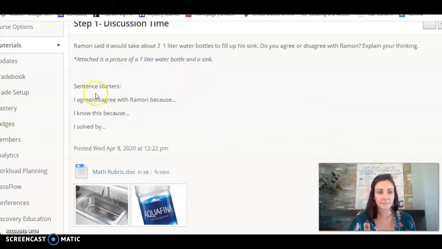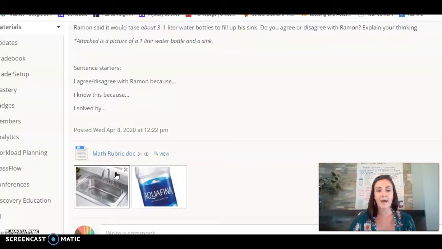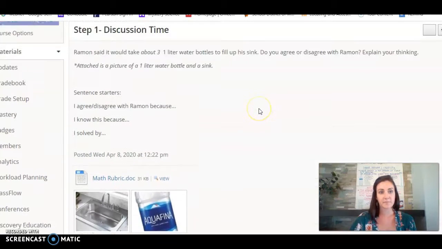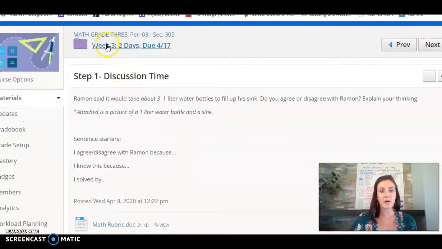So I have also included your sentence starters: I agree or I disagree with, why, and how you know that, and how you solved this. Again, attached is your math rubric to refer back to of how to respond to these discussions. Remember, you have to comment first before you can see your peers' writing here as well. So step 1, our discussion time.